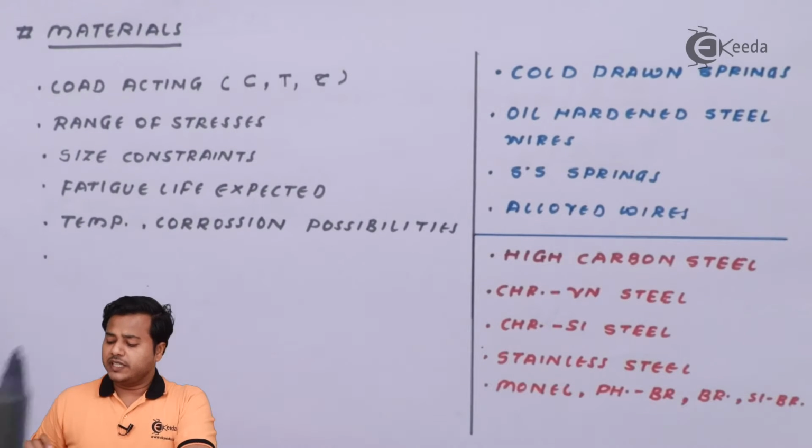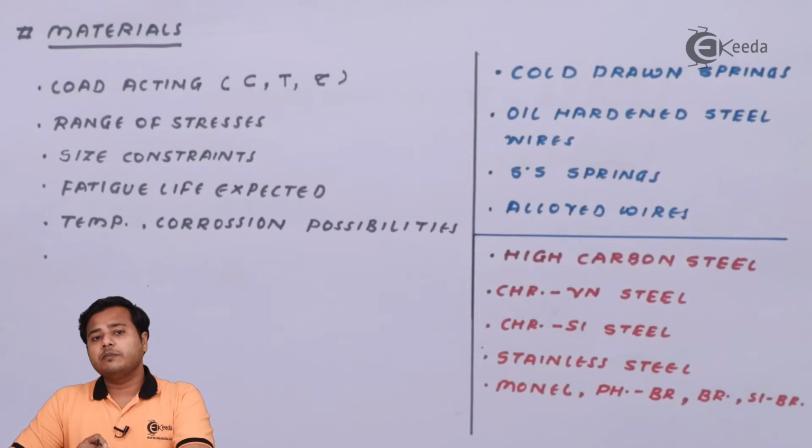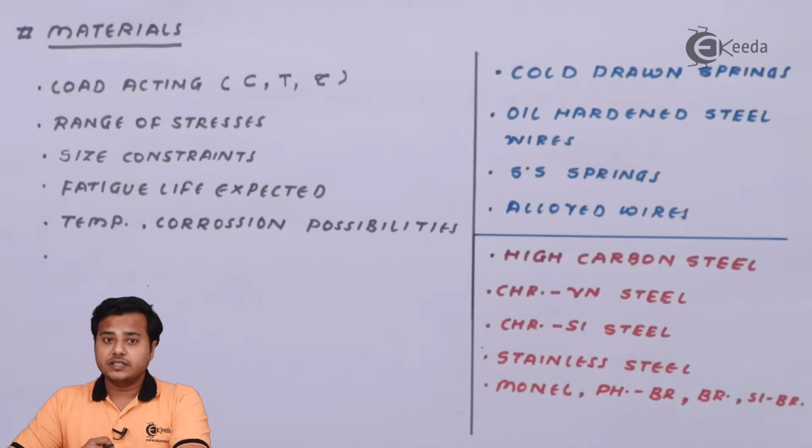The next important thing is the possibilities of temperature and corrosion. Springs are used in certain environments where corrosion or liquid may come into contact with the spring. In such cases, we must consider the aspects of temperature as well as corrosion, because accordingly we'll have to select the material. So these are some of the important aspects that we must consider. Next come the different types of the materials.